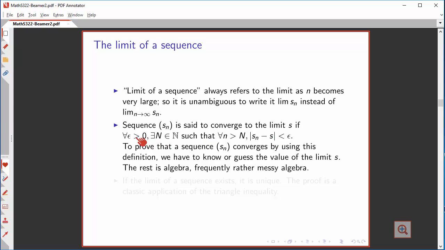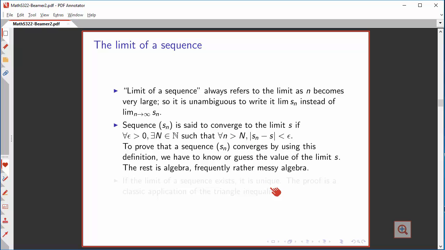And this is almost always done with these symbols. Epsilon specifies how close you want to get. Capital N specifies how far along in the sequence you have to go. And little n specifies an arbitrary element of the sequence beyond the capital Nth element.